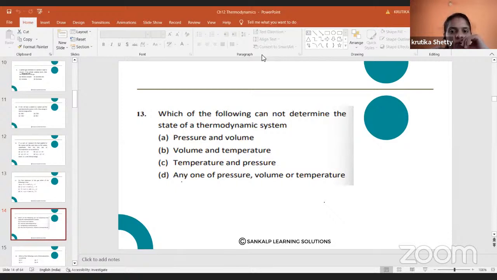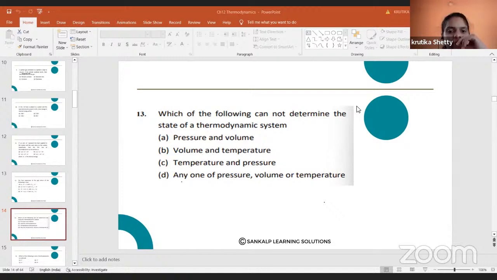Okay. Which of the following cannot determine the state of a thermodynamic system? They are asking which one does not define the thermodynamic system. First option is pressure and volume. Second option is volume and temperature. Third option is temperature and pressure. Fourth option is any one of pressure, volume or temperature.